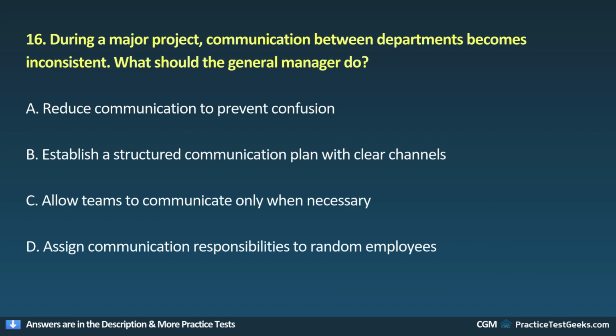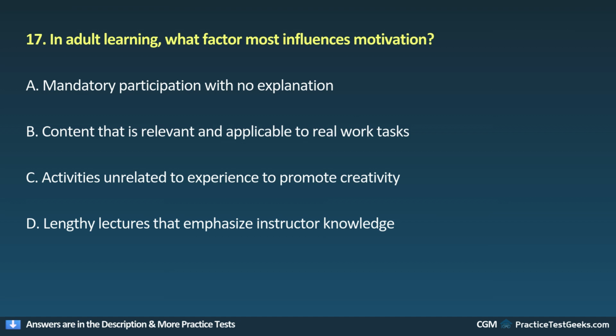A. Reduce communication to prevent confusion. B. Establish a structured communication plan with clear channels. C. Allow teams to communicate only when necessary. D. Assign communication responsibilities to random employees. 17. In adult learning, what factor most influences motivation?